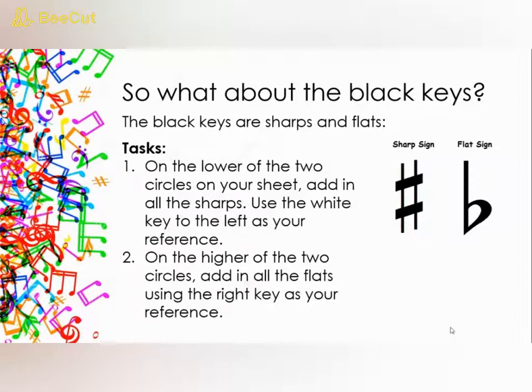The first task is to put on all the sharps. So remember, you're finding the white note and you go up to the black note, up and right, so it's like a diagonal towards the right, going up. That'll be a sharp from that note. So if you are on the C note, you move right and move up. Those keys are your sharps. So that first one would be C sharp.